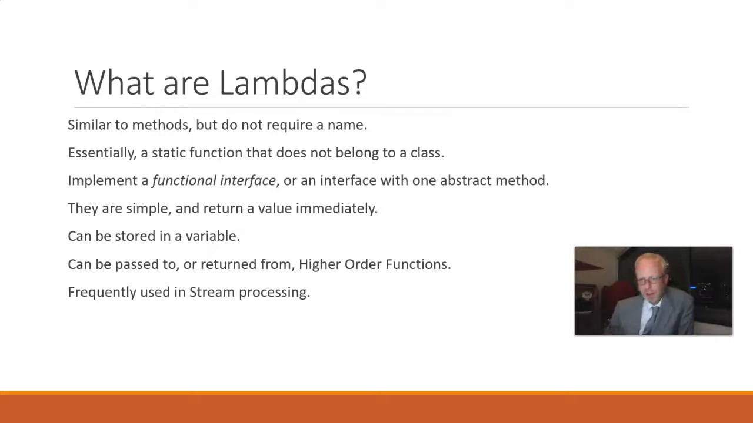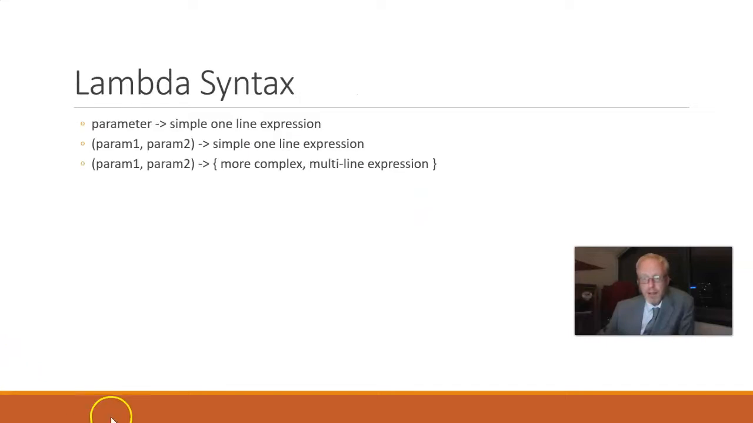Lambdas can be stored in a variable, which is critical to higher order functions, which is where we can essentially pass functions to functions. And we'll see this used frequently in stream processing. Lambdas were first added to Java in Java version 8, although we'll see them used in a lot of other programming languages as well now.